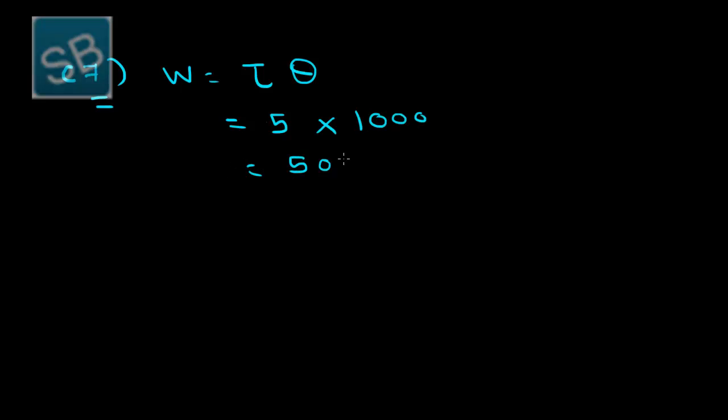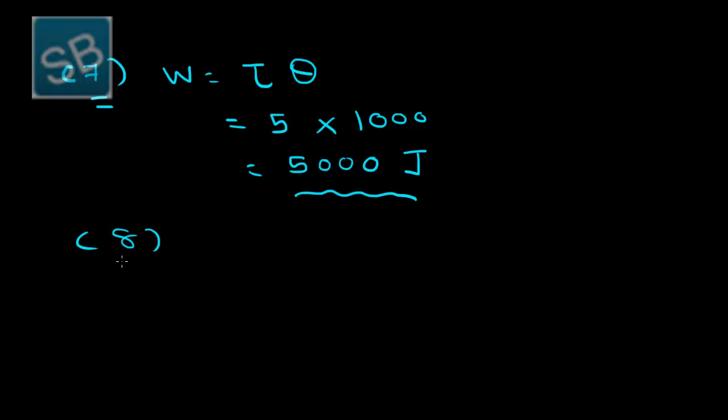Now the 7th task is work done in 4 seconds. So we know the value of work as tau into theta. The value of tau is 5, into the value of theta for 4 seconds, which is 1000. So it is 5000 joule. So that is the work done during 4 seconds.